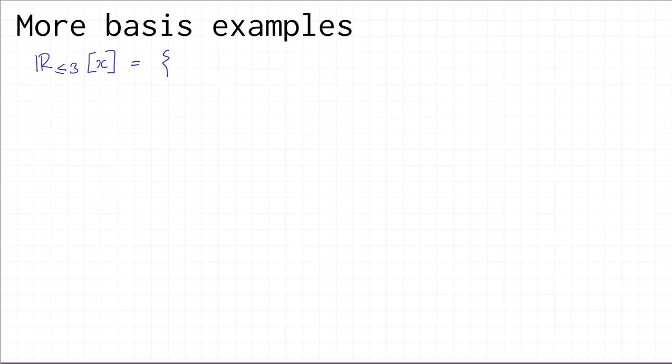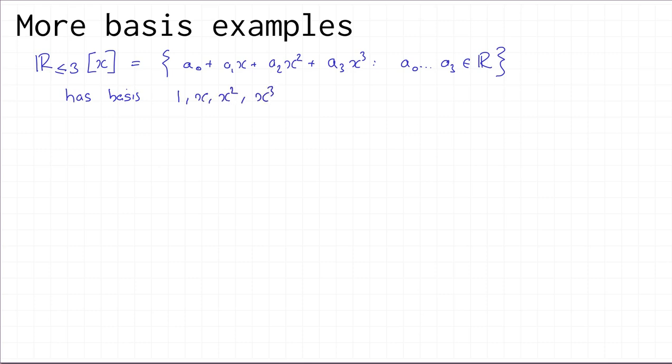This is the set of all things of the form a0 plus a1 x plus a2 x squared plus a3 x cubed, for a0 up to a3 any real number. Okay, all polynomials in one variable x with real coefficients of degree at most 3. So there is a basis for this. This has a basis 1, x, x squared, x cubed.